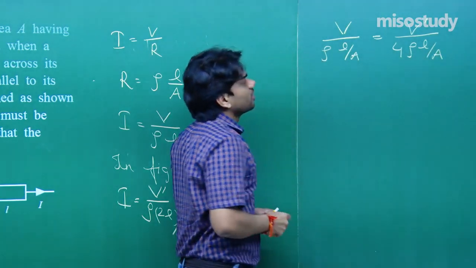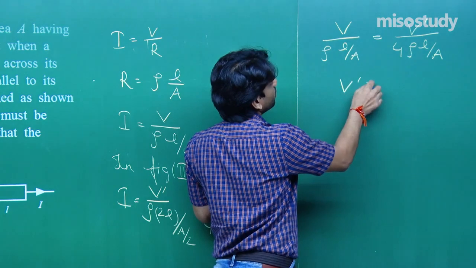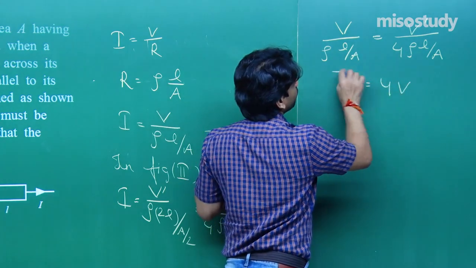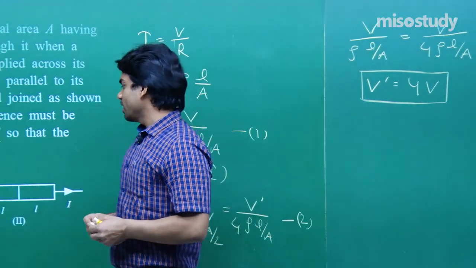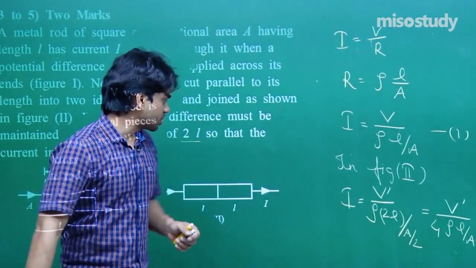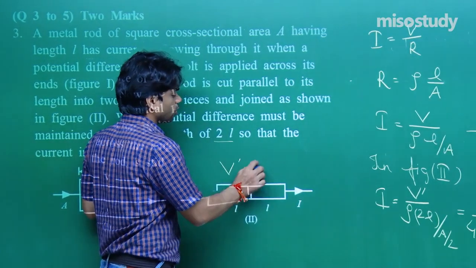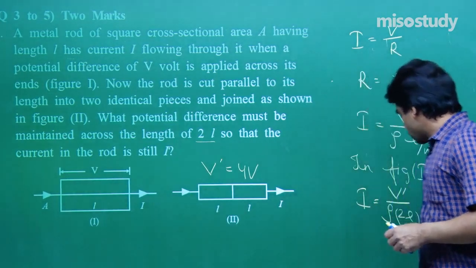We got this. Now how is the potential difference related? You see that everything will be cancelled out. V dash will be equal to 4 times the original potential difference. So you will have to apply a potential difference V dash that will be equal to 4 times the original V that has been applied. So this was the case.